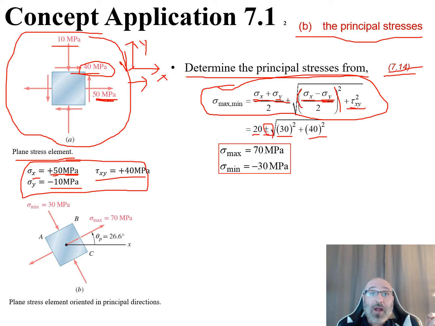I find out now that I have a sigma max equal to 70 megapascals and a sigma min right here of negative 30 megapascals. Double check your unit analysis out there. Then we can draw that in down here in our plane stress element.